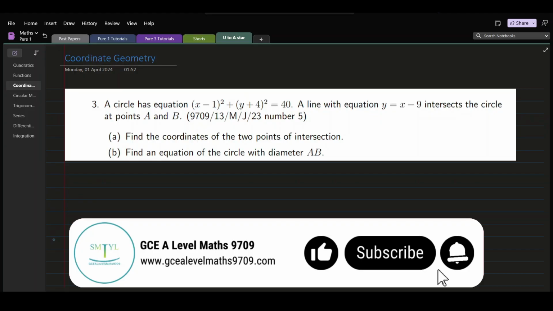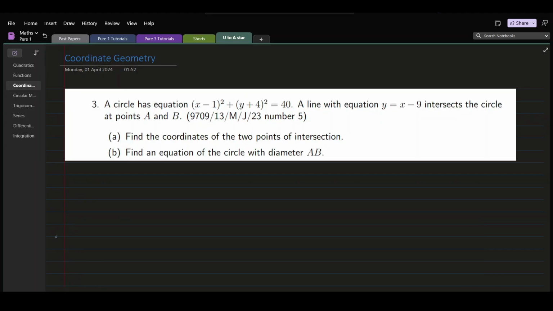Welcome to the coordinate geometry section of this crash course. Let's get into the common questions. A circle has equation (x minus 1) squared plus (y plus 4) squared is equal to 40. A line with equation y equals x minus 9 intersects the circle at points A and B. Part A, find the coordinates of the 2 points of intersection.